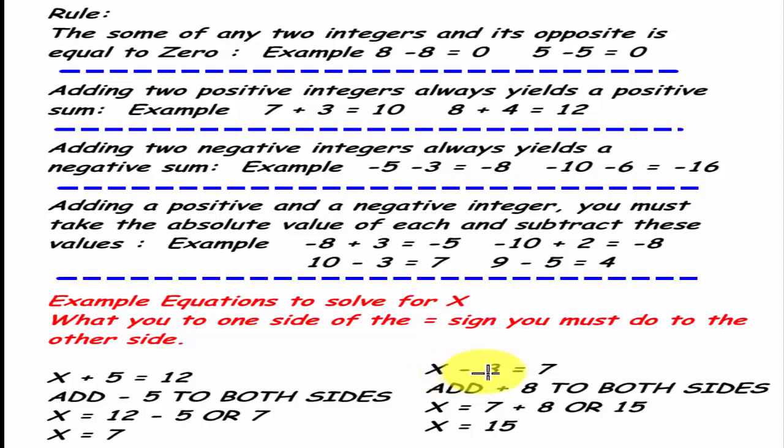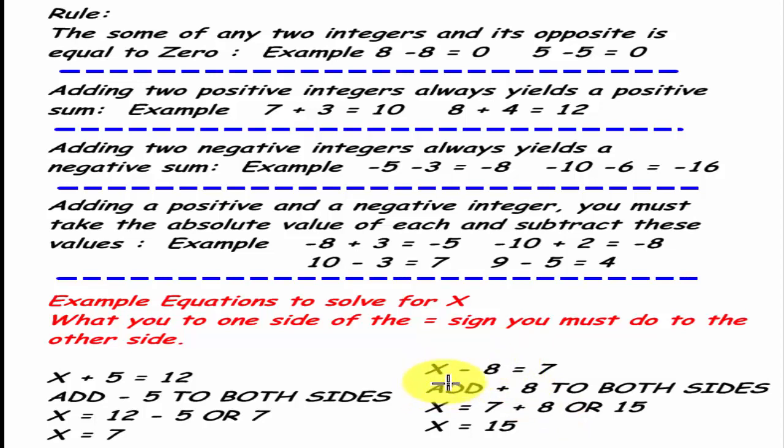Let's look at this example. x minus 8 equals 7. So we have to get rid of this negative 8, so we're going to add a positive 8, just like we said up here, to make it equal to 0, to both sides. Whatever you do to one side, you must do to the other. So x equals 7 plus 8, or 15. x equals 15. 7 plus 8 is equal to 15. A positive added to a positive, because we have a negative 8 here.